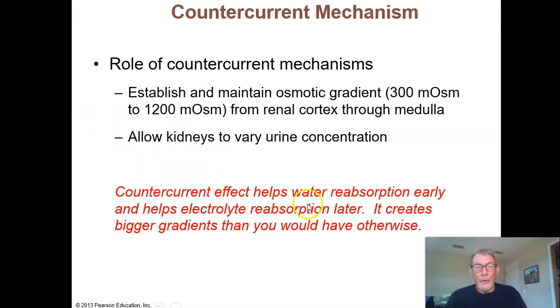Helps water reabsorb early and helps electrolytes reabsorb later. And you control this, so you control the amount of urine you have. You maintain an osmolarity of your blood, even though your urine can be as concentrated as 1200 or as dilute as 100 milliosmoles per liter. You're still keeping your blood at 300.